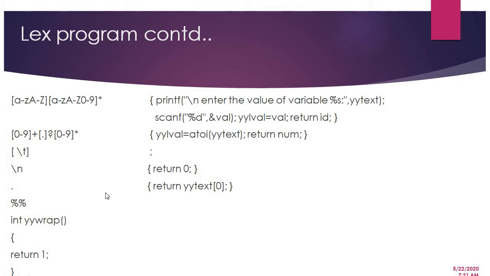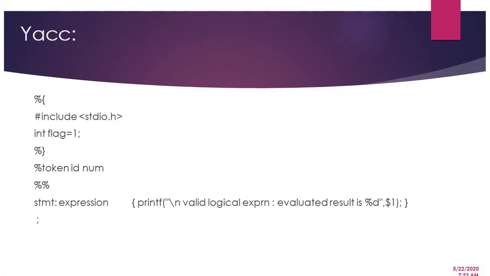And for input to be checked, you have a yywrap function. YACC contains a definition section which has the header files and the local variable. Two tokens are only defined here, id and num. Your rule section has statement, which is the start symbol here, augmented grammar, statement derives expression. If it is successfully reducing towards statement, it means that it is a valid logical expression and the evaluated result is what is there in $1.